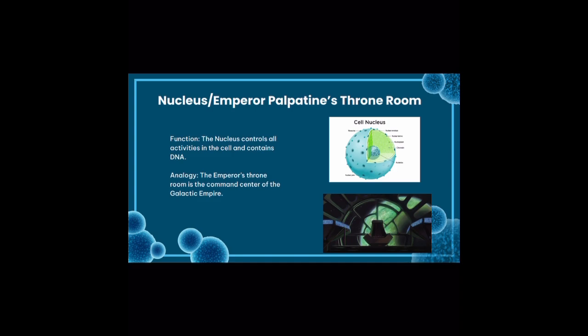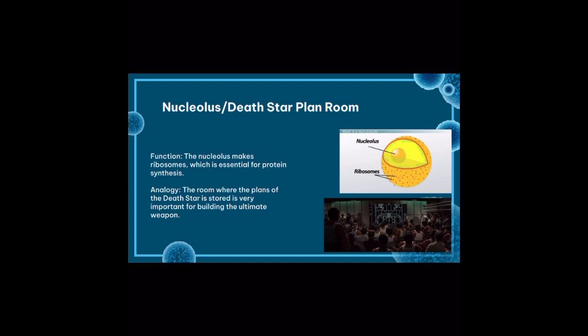Next up is the nucleolus, and this makes ribosomes, which are essential for protein synthesis. The analogy we use is that the room where the plans of the Death Star are stored is very important for building the ultimate weapon. The ultimate weapon is a secret that no one knows about.